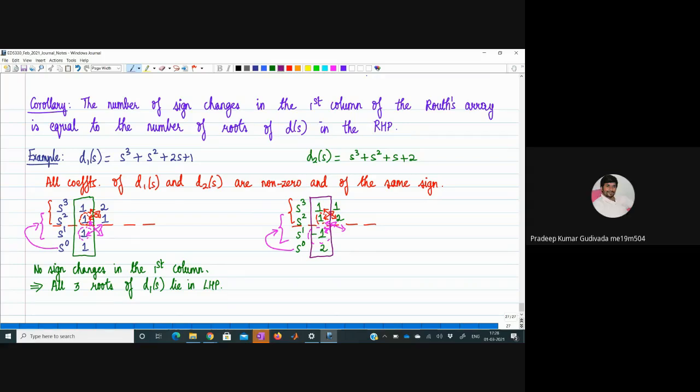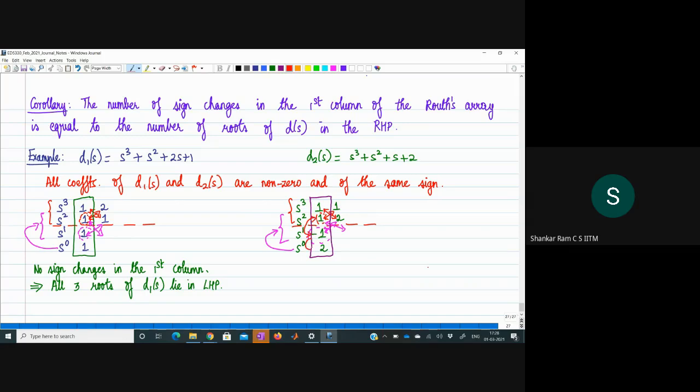Change in sign. There are sign changes, right? How many sign changes can we count? One. Okay, so let's count them. We can see that there is one sign change from 1 to minus 1. So that is one sign change.